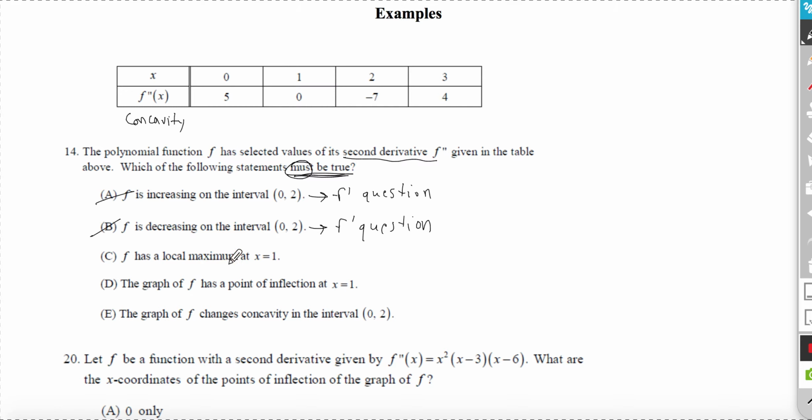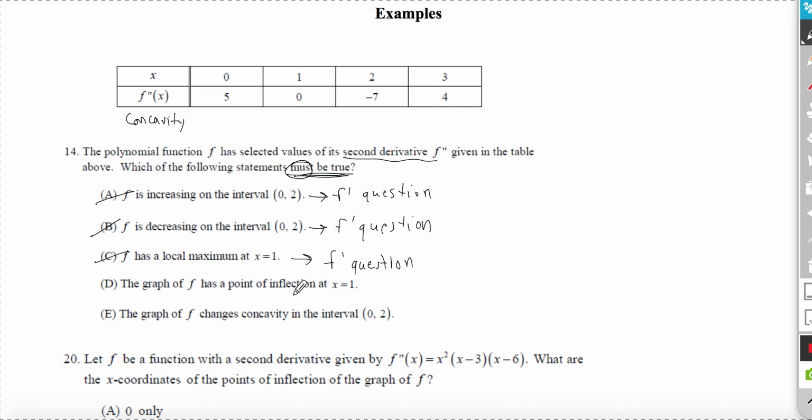f has a local maximum at x equals 1. I know that the second derivative is 0. That doesn't tell me really anything about having a maximum or minimum. Remember, for maximum or minimum, I need to know whether or not the first derivative changes sign. I need to know if the first derivative is 0, if I have a horizontal tangent there, those kinds of things. Essentially, this is also a first derivative question. If you want to, it's fun to go back and create what would need to be true to make these things happen.